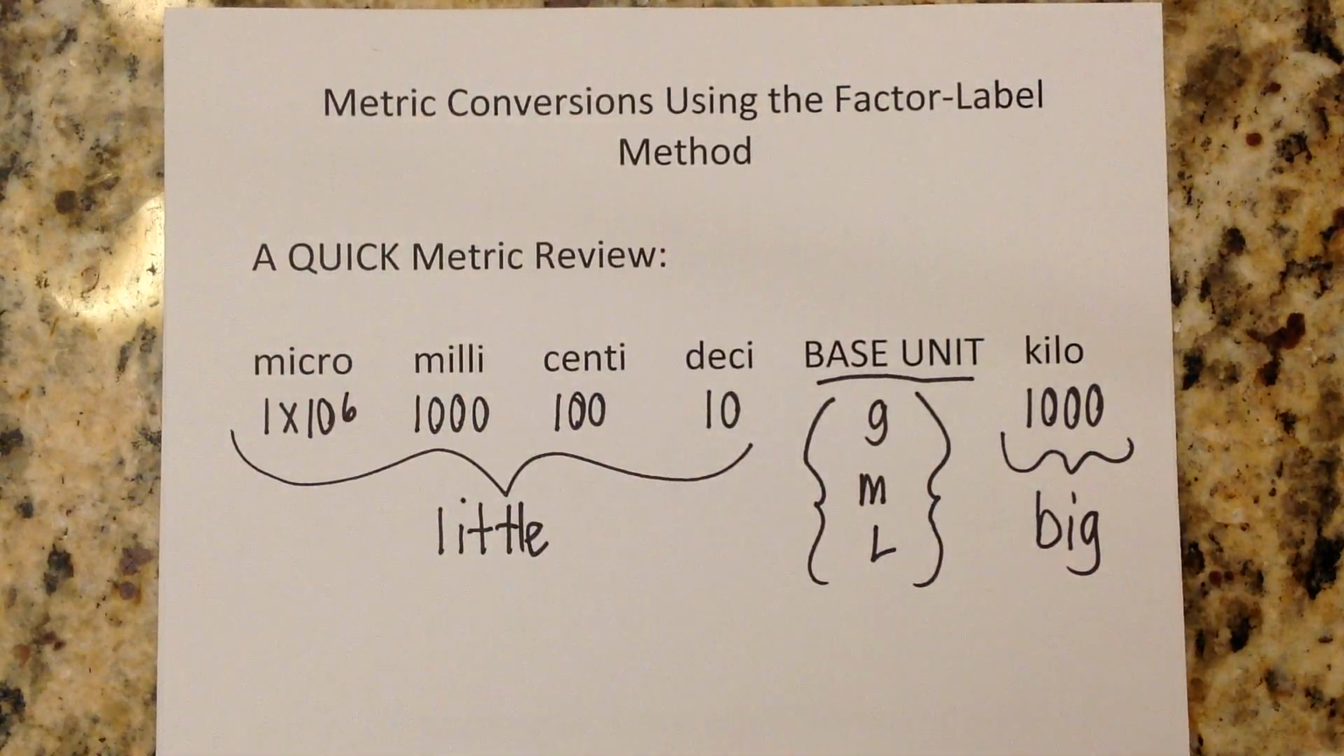Now, kilo is bigger. For kilo, it takes 1,000 base units to make 1 kilo base unit. So it takes 1,000 meters to make a kilometer. It takes 1,000 grams to make a kilogram. So these are big. I tell my students, if it falls on you, it will kilo you. Remember, it's really, really big.